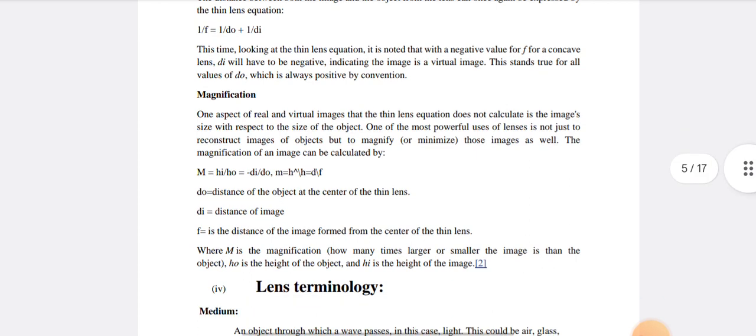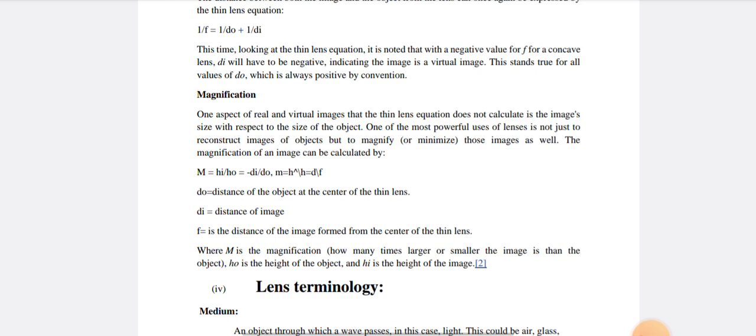Magnification. One aspect of real and virtual images that the thin lens equation does not calculate is the image size with respect to the size of the object. One of the most powerful uses of lenses is not just to reconstruct images of objects but to magnify those images as well. The magnification of an image can be calculated by m is equal to hi over ho is equal to minus di over do. M is equal to h prime over h is equal to d over f.